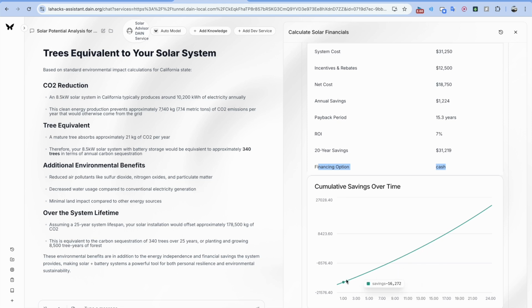So of course at first it'll be negative because we have to pay for the solar panels, right? But after 13 years or so, $1,000 savings. After 24 years, we'll have $22,000 of savings. So we're getting these things produced by the Gemini API.